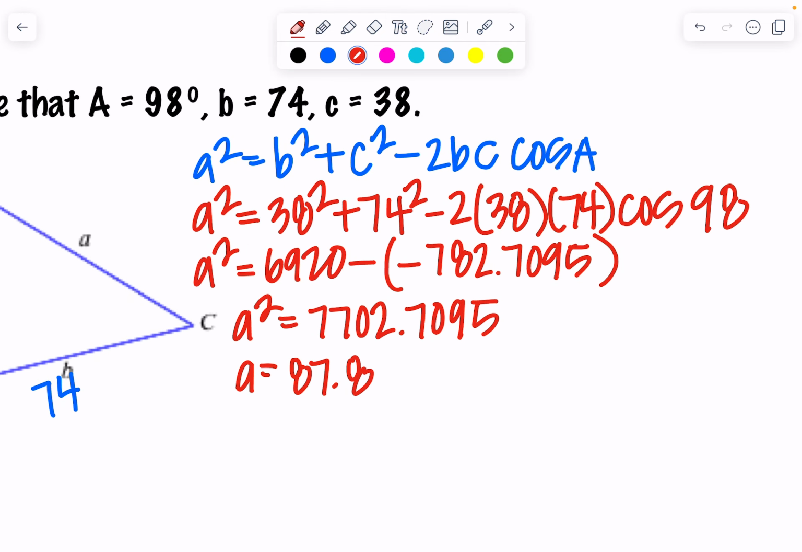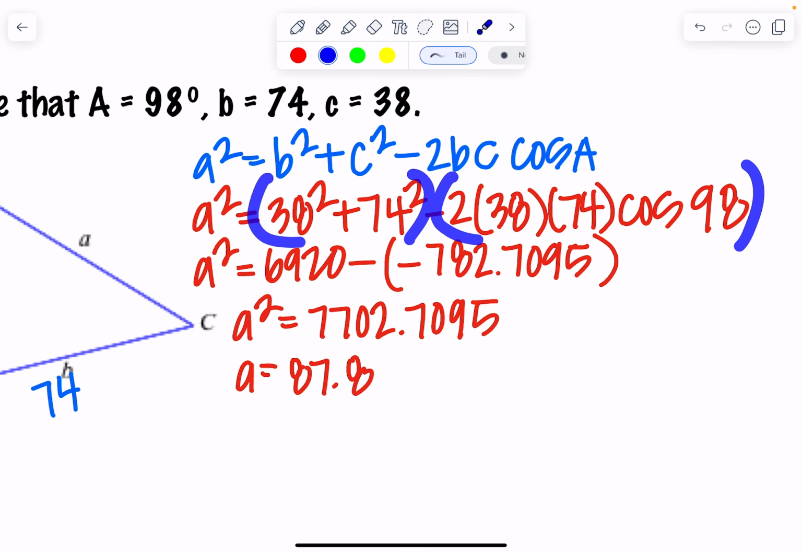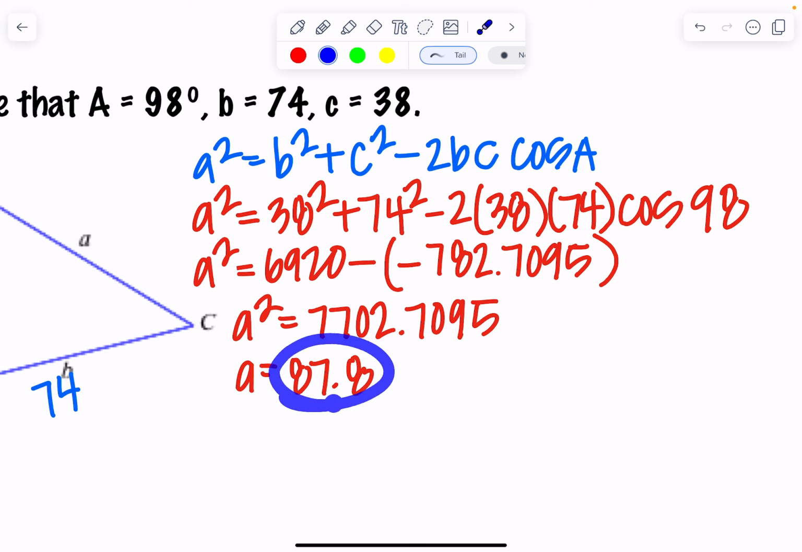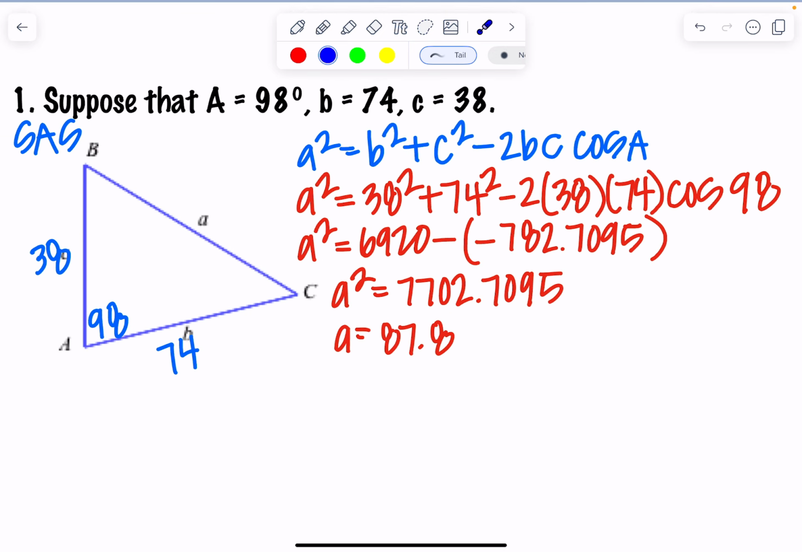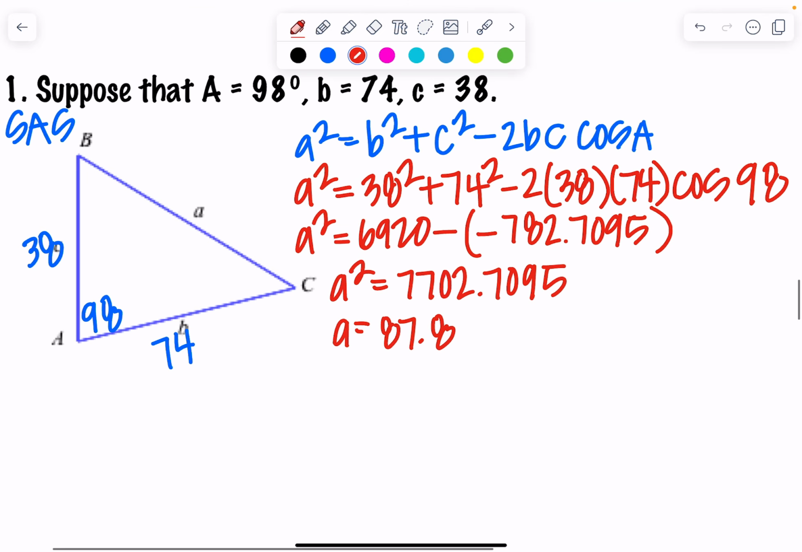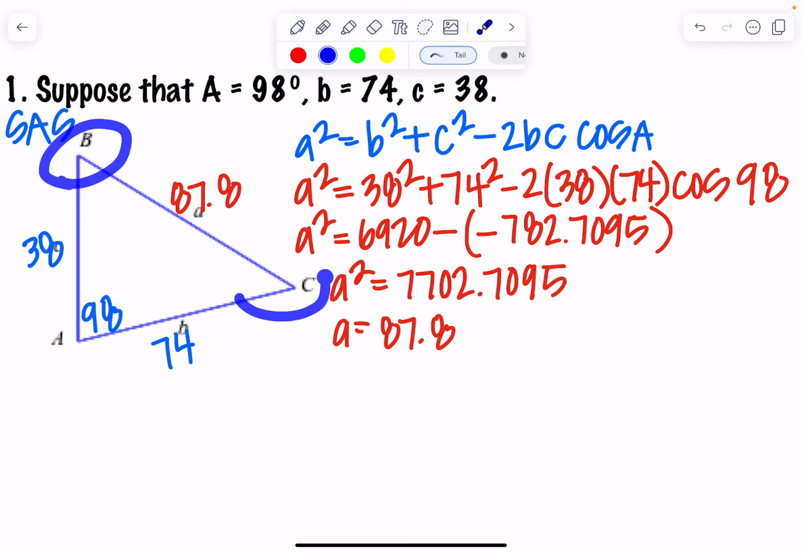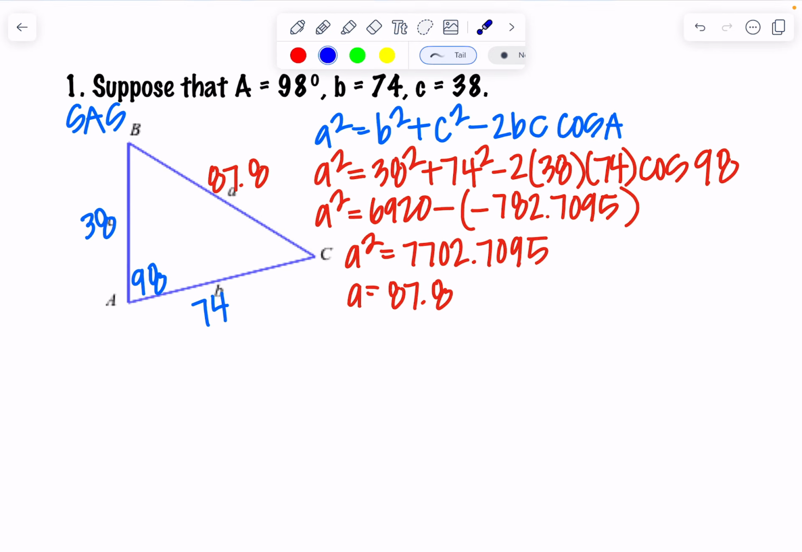If you want to try again to do this all in one batch in your calculator, see if you're getting 87.8. If you're not, then I would break it down nice and slowly like I did there. But we aren't done. That gives us at least one side, so we have all the sides solved now. We have 87.8. But now we need to solve for the missing angles. We still have B and C to solve for. So what are we going to use now? We're going to use law of sines.